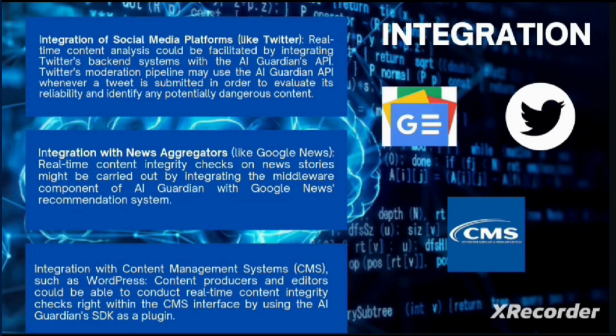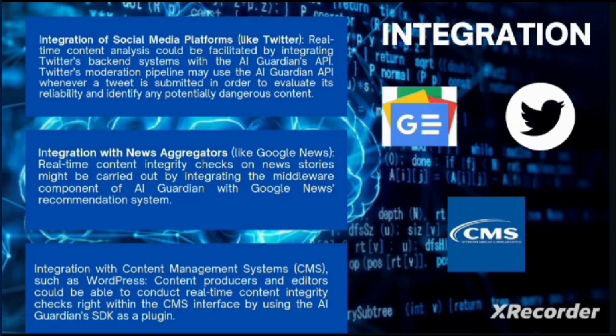Coming to the integration of the project, we can integrate in different ways. First is integration in social media platforms. Real time content analysis can be facilitated by integrating it into the Twitter backend system. There, you can create an AI Guardian API: whenever a tweet is submitted, this API takes the call, checks the data, verifies whether it's a real or fake tweet, and gets back to the user, giving permission to post. We can create a system like this for integration with social media platforms.